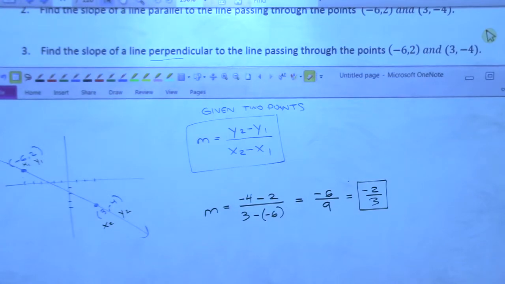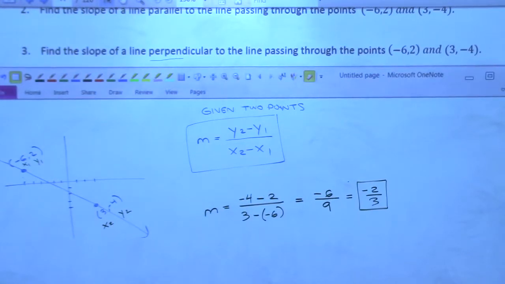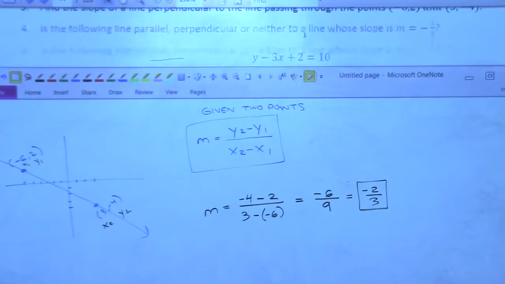Same thing, right? That's the perpendicular. That's number 3. There you go. So the answer to number 3, perpendicular, right? So take that answer, flip it over, make it positive. 3/2. Is that all right?